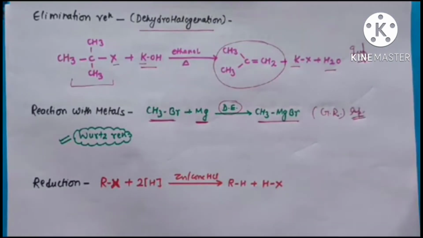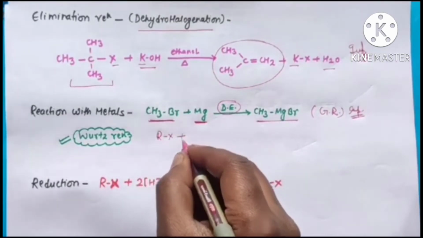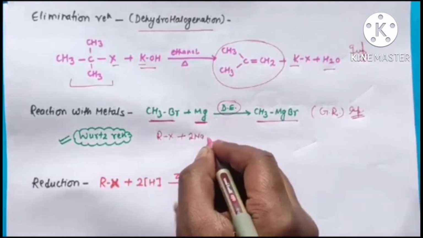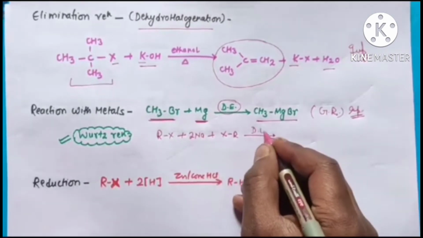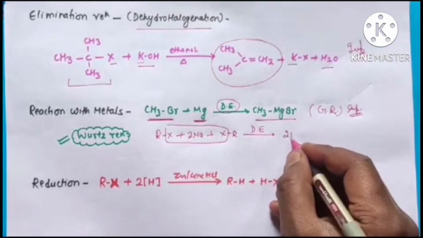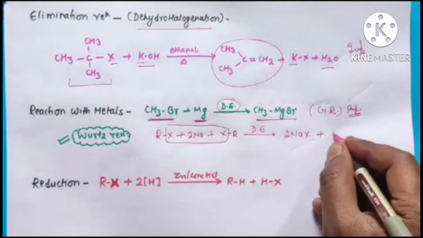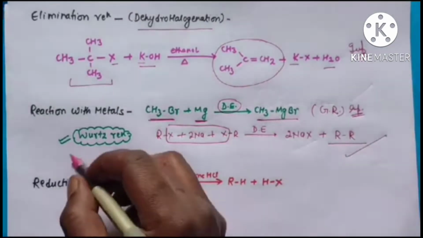Similarly, there is also the Wurtz reaction. For example, this is RX. If you react one molecule of RX with two atoms of sodium, again with the help of dry ether, then X and Na will be removed, meaning 2 molecules of NaX will come out and the remaining species will be R-R, meaning an alkane. So this method is known as the Wurtz reaction.